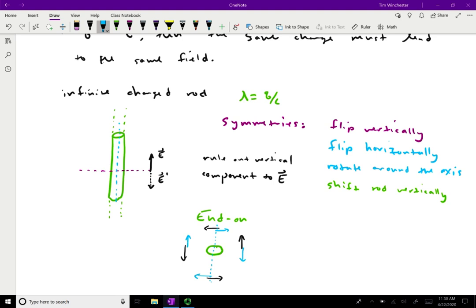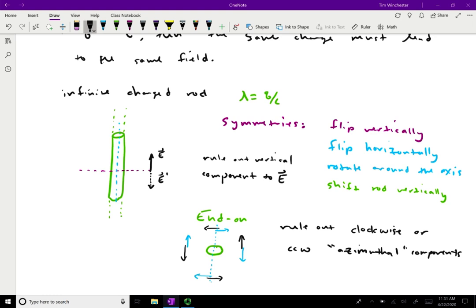Okay, so what this means is I can rule out any component of the electric field that's going to be pointing clockwise or counterclockwise around the rod. Any component that does that is going to be eliminated because it's inconsistent with the rotation and horizontal reflection symmetries. So we can rule out clockwise or counterclockwise. We call these azimuthal components.